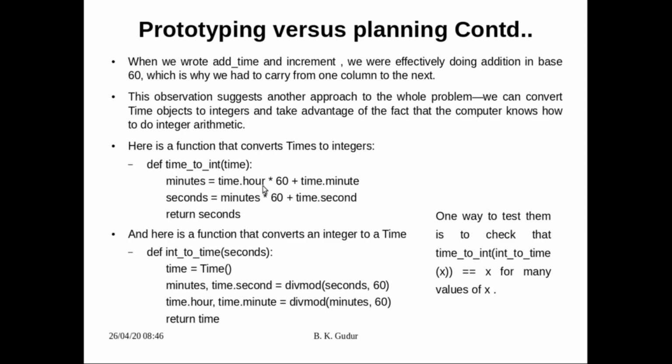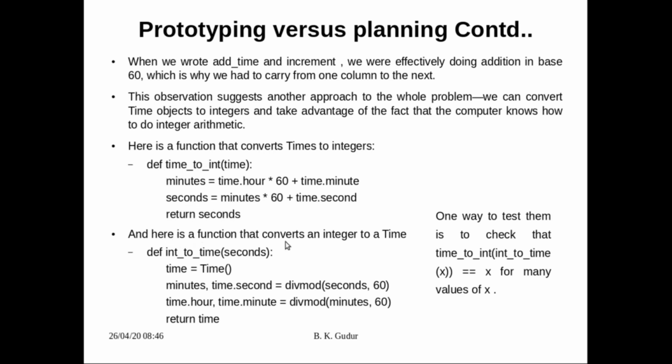Minutes is equal to time.hour times 60, meaning how many hours there are, multiply that with 60 to get the number of minutes, plus add the minutes that are supplied with this. Later, seconds is equal to the minutes we get here multiplied by 60, which gives the number of seconds, and to that add how many seconds are there in the time object. Finally this seconds will be the equivalent of the time object totally in terms of seconds. Return this seconds. This function converts a time to a number of seconds.